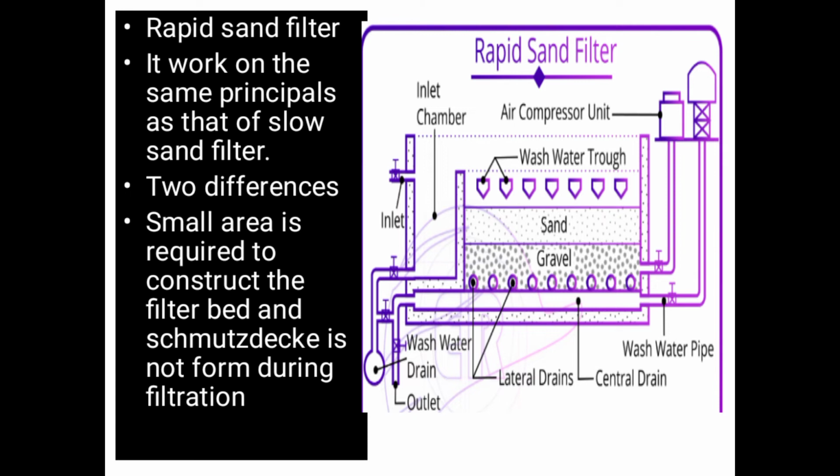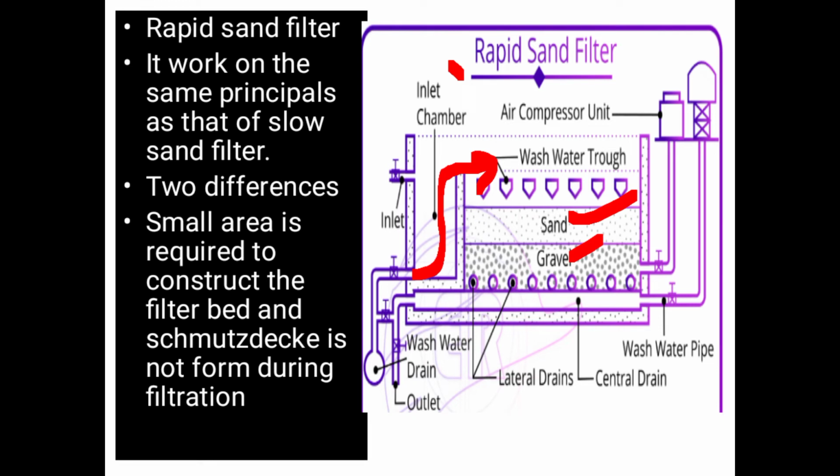Now, rapid sand filter works on the same principles as that of slow sand filter. When you want to filter the water, what you do, you pour the water, trickle the water on these, and this water then passes through the sand and then passes through the gravel.